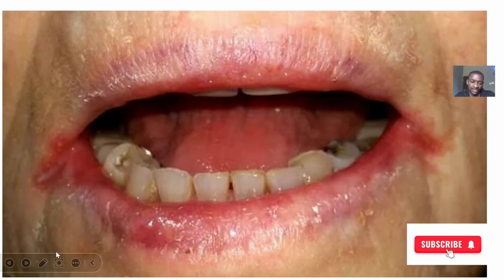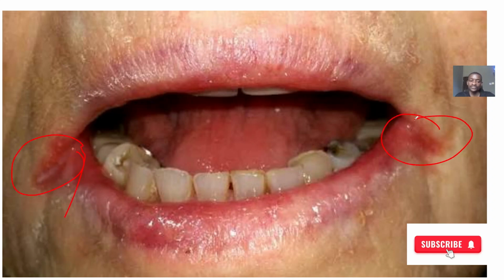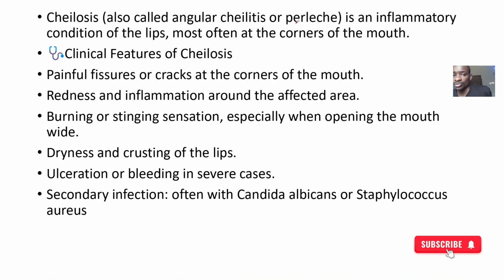So it simply has to do with what? There's inflammation on the sides of the mouth, on the corners of the mouth, so to say. Alright? Cheilosis is also called angular cheilitis or perleche. It's an inflammatory condition of the lips, often with the corners of the mouth being the ones that are actually getting inflamed.